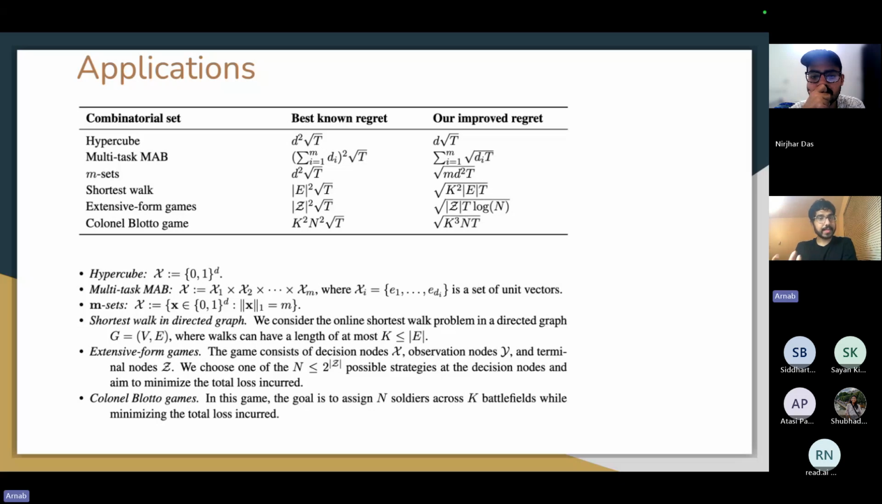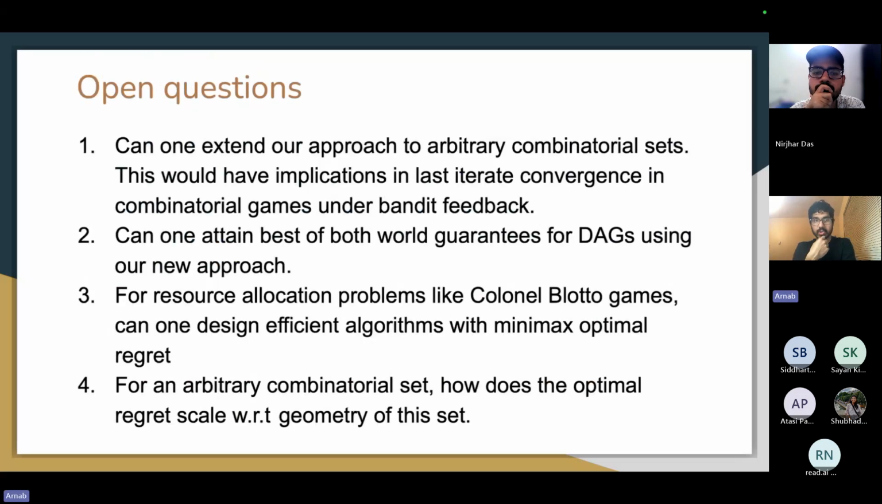And this takes me to the open questions. Can one extend our approach to arbitrary combinatorial sets? We had two things going on: the unbiased, difference-wise estimator, and also this sparsifying kind of thing. So can you extend this approach to arbitrary combinatorial sets?